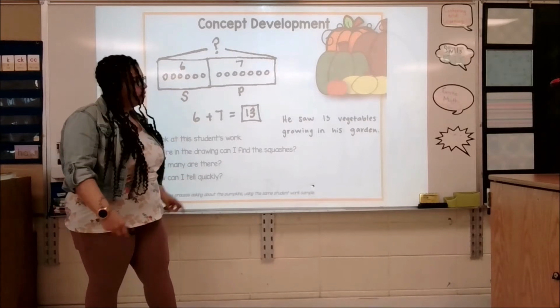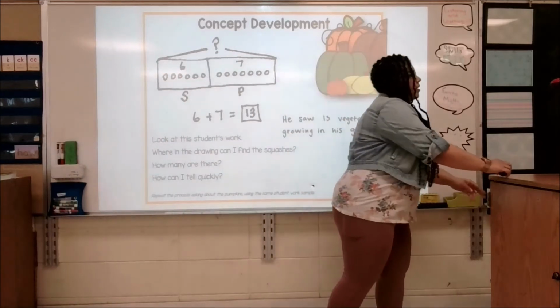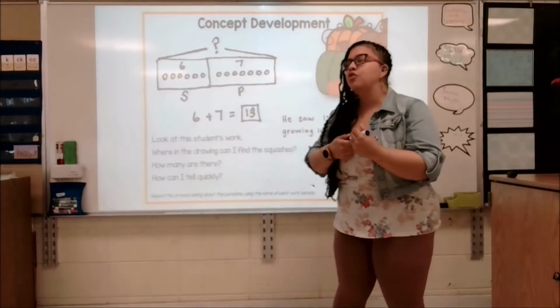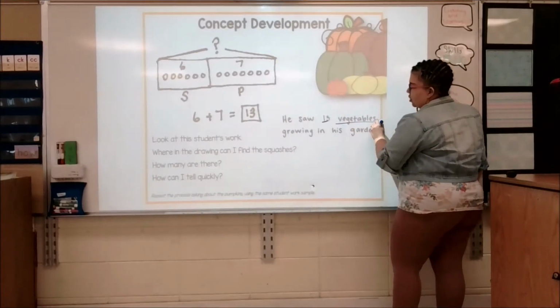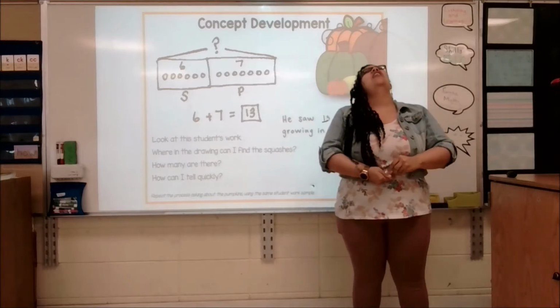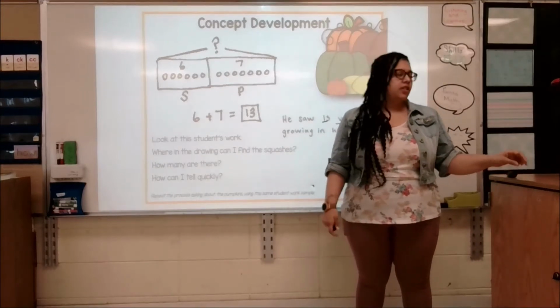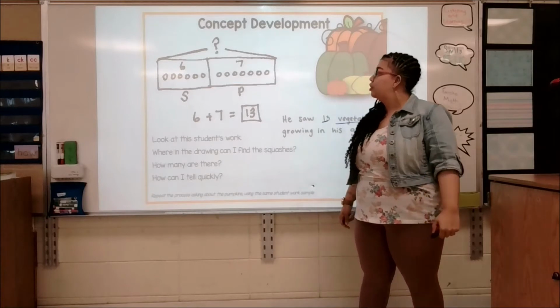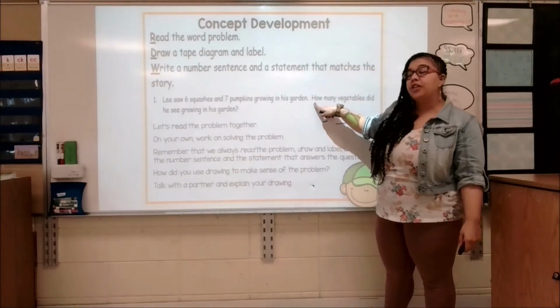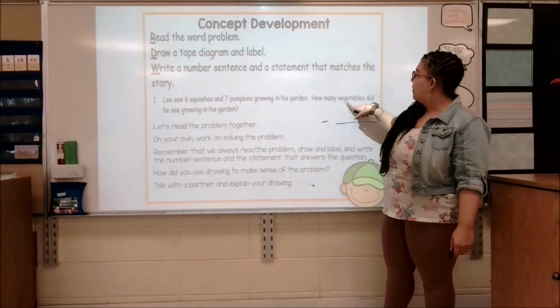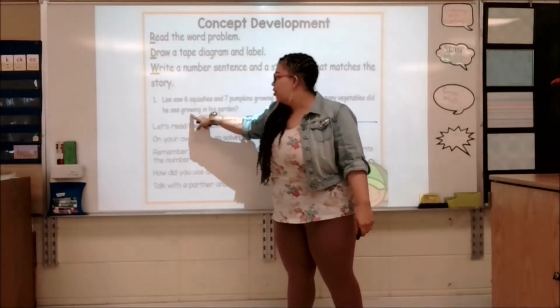So the smallest number of words you can put and be correct would be 13 vegetables. But I don't know how to spell vegetables. It's okay though, because if you go back to the question, the actual question in the statement, how many vegetables did he see growing in his garden?